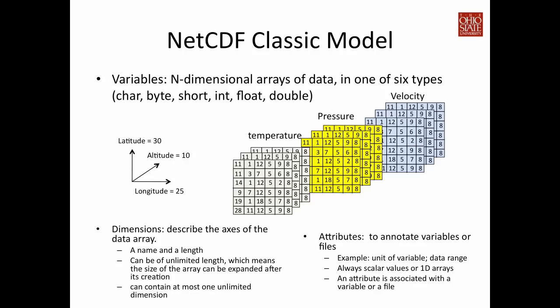To describe what the dataset is all about, you can have attributes. So an attribute is to annotate the whole file. We call that sometimes a global attribute. And also for each individual variable, you can have its own attributes. One example of that is you can store the unit of the variable. So for example, when it comes down to temperature, you can store whether it's Fahrenheit or Celsius. The attribute can be just a text, or can be scalar values, or a one-dimensional array. And also, an attribute can be associated with a variable or with the entire file.